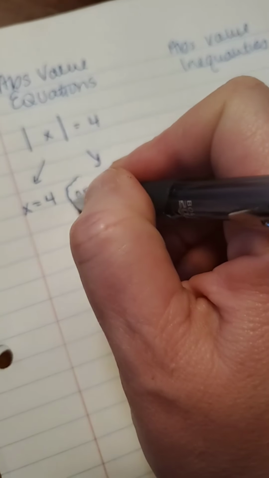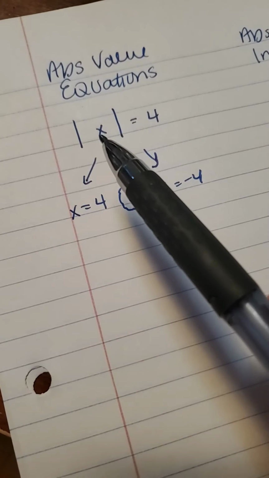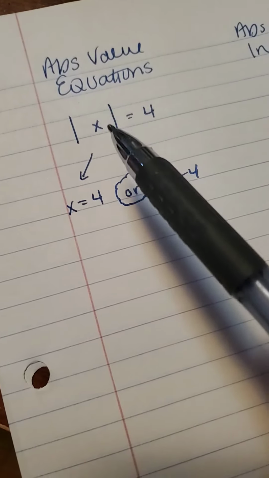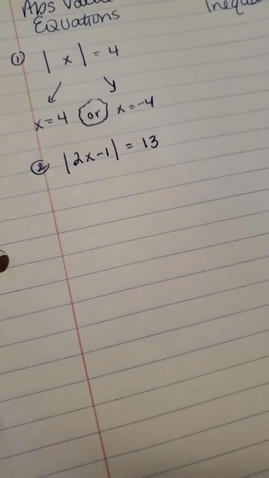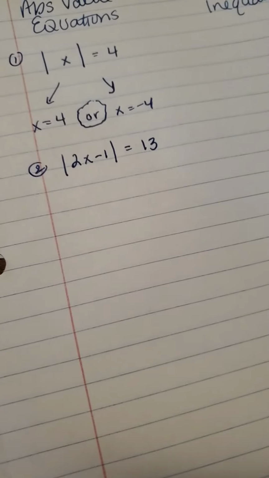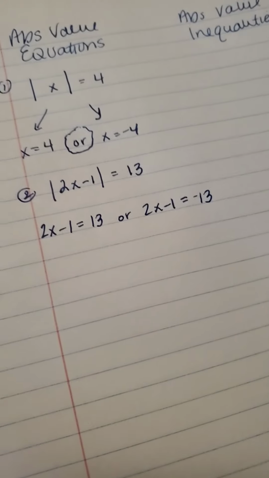This or that. We write it like that because the absolute value was isolated. In other words, this absolute value is also isolated. It says the absolute value of 2x minus 1 equals 13. Well, that means 2x minus 1 could be 13, or 2x minus 1 could equal -13.